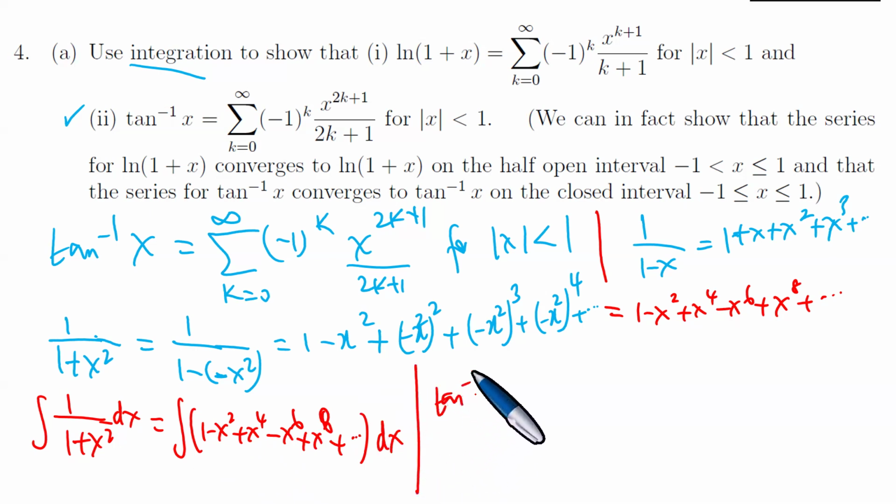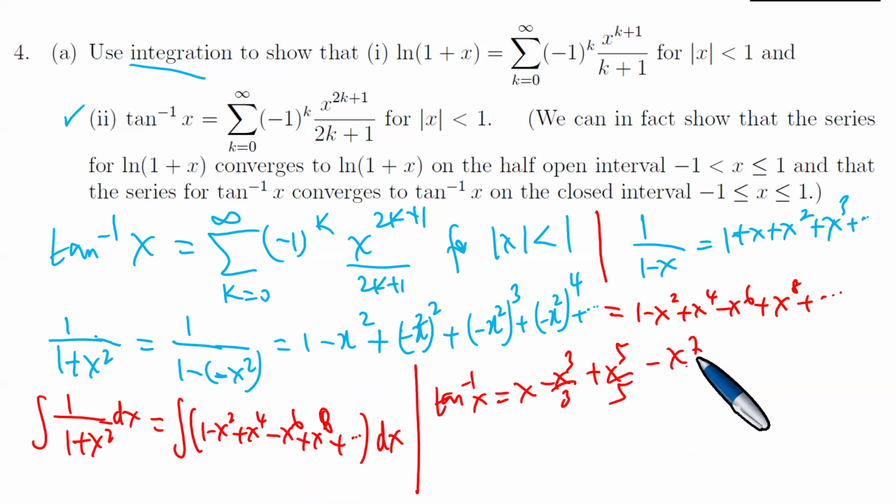Okay, when you integrate this thing here, it becomes what? The integral of 1 is x. That of x squared is x cubed over 3. That of x to the 4th power is x to the 5th power over 5. That of x to the 6th power is x to the 7th power over 7. And so on.